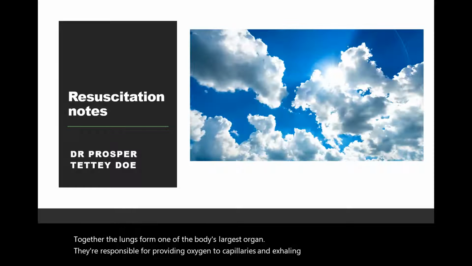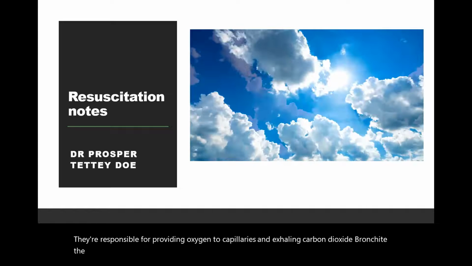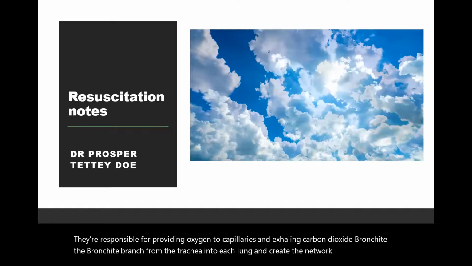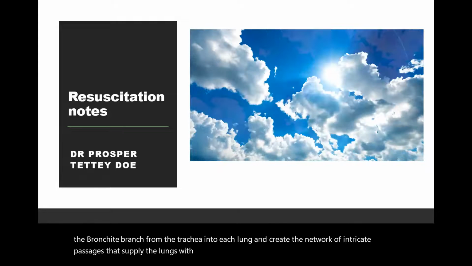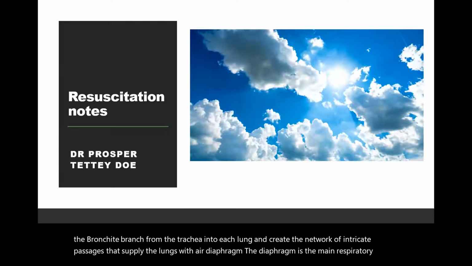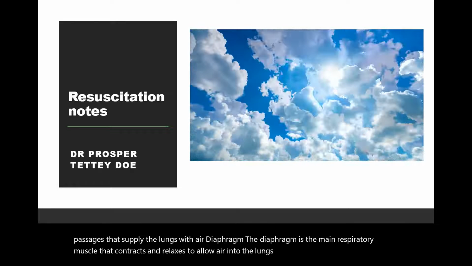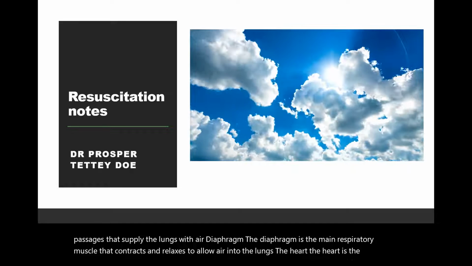Bronchi. The bronchi branch from the trachea into each lung and create the network of intricate passages that supply the lungs with air. Diaphragm. The diaphragm is the main respiratory muscle that contracts and relaxes to allow air into the lungs. The heart. The heart is the hardest working muscle in the human body.